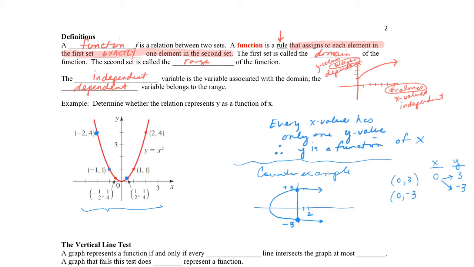So based on our definition where we said that every x value has only one y value associated with it, well, here I've got a scenario where if x is 0, y is 3, y is -3. That fails this test. And so what that tells me is that for this particular graph, this is not a function.